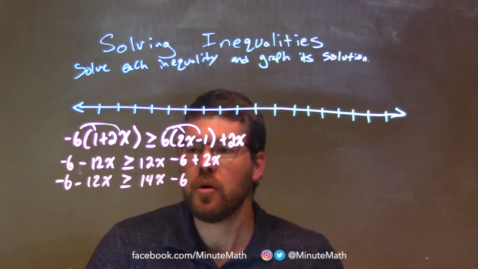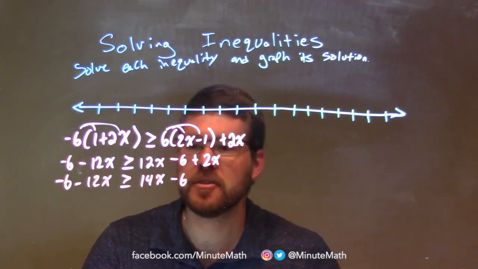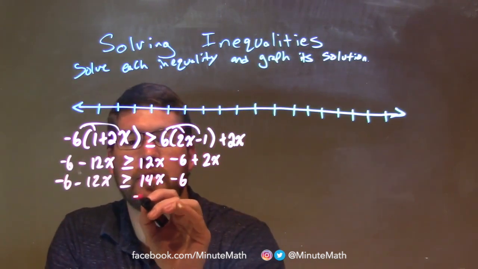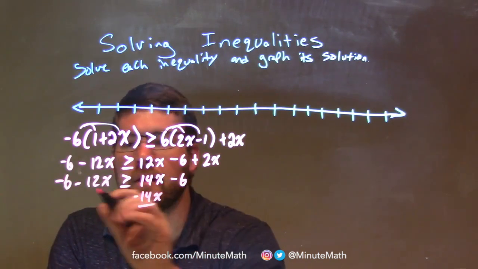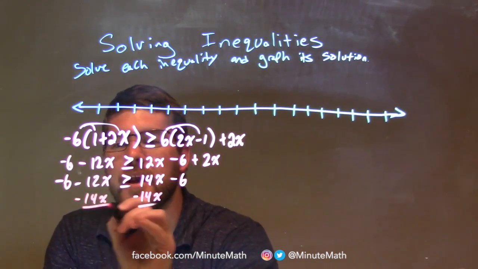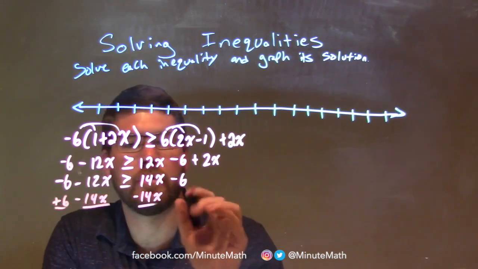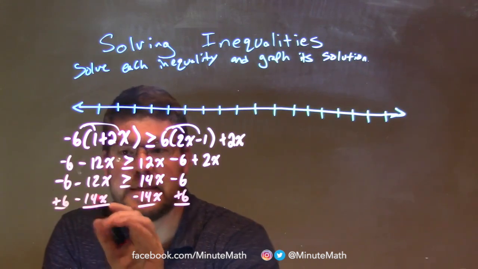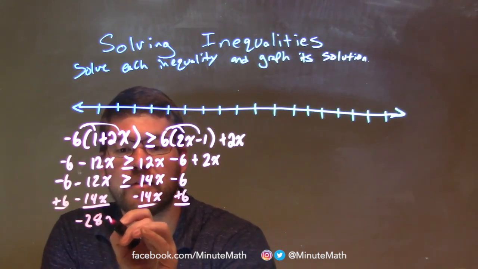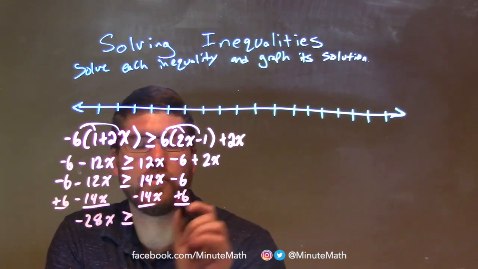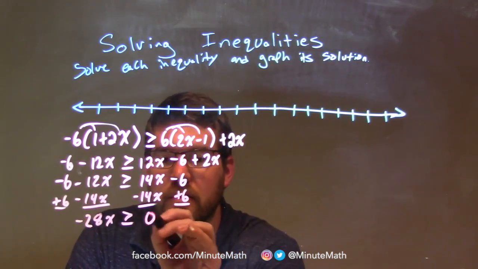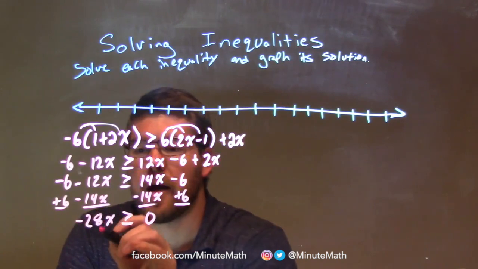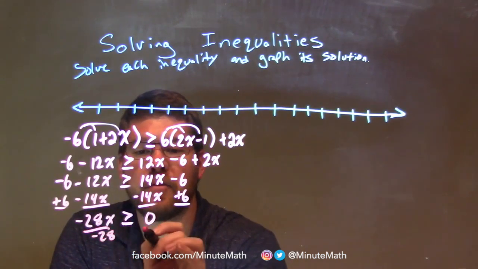All right. So let's go bring our letters together and the numbers together and put the letters to the left. So let's just go subtract a 14x to both sides. Why not? And I'm going to add a 6 to both sides. Okay. Negative 12x minus 14x is minus 28x. Right? And that's greater than or equal to, well, negative 6 plus 6 is 0. All right? So let's be careful here on the last step. I'm going to divide by negative 28 to both sides.